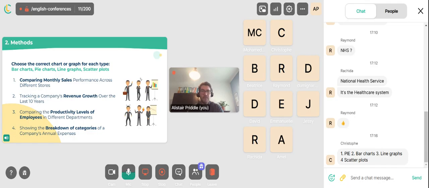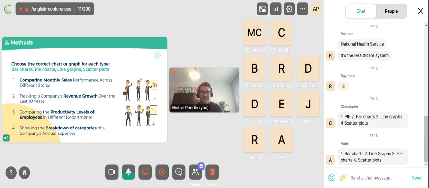Okay, so there are 4 different situations there, and Christoph has already put in his ideas, his answers, also some more coming in now. So I'll read through these again to give others a moment or two extra to put their answers into the chat, and then I shall reveal the answers.